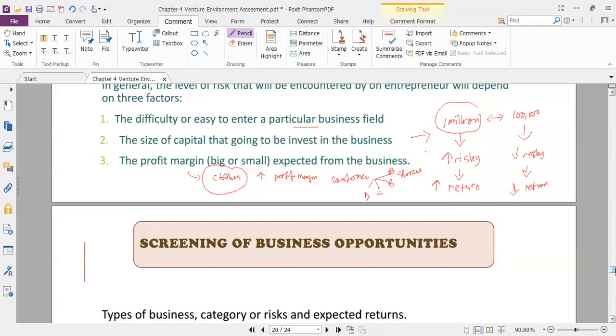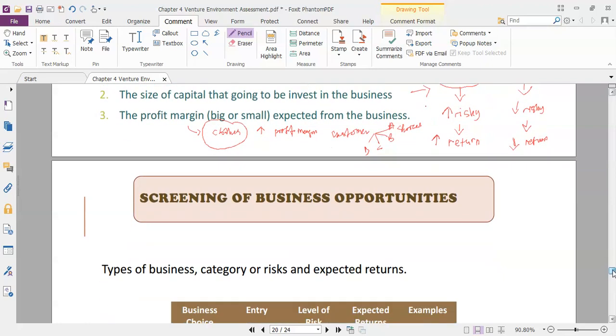Kalaulah you boleh create your own design of the clothes, it will also help you to attract more people or customers to buy from you. So that is the profit margin expected from the business, whether big or small.